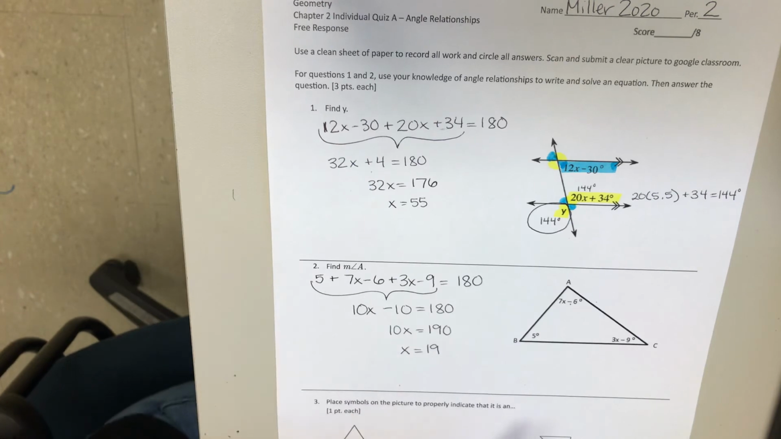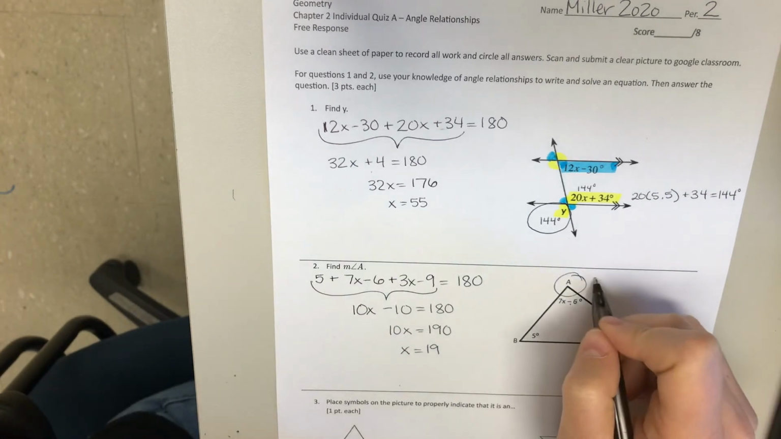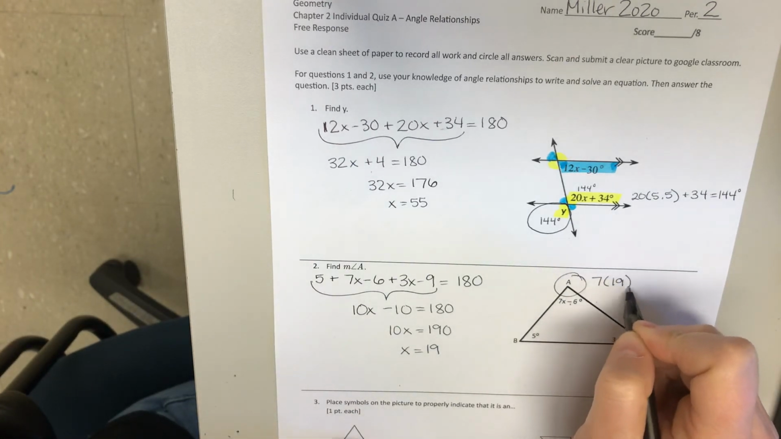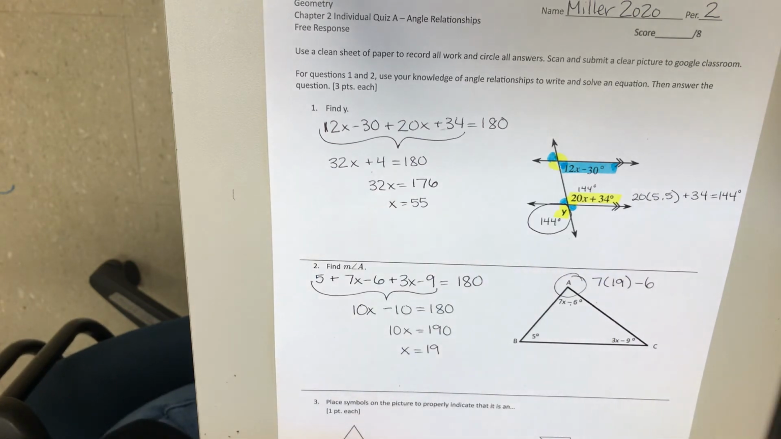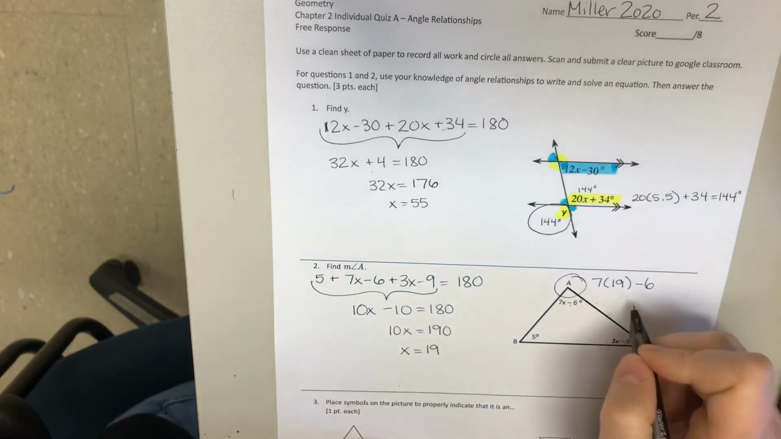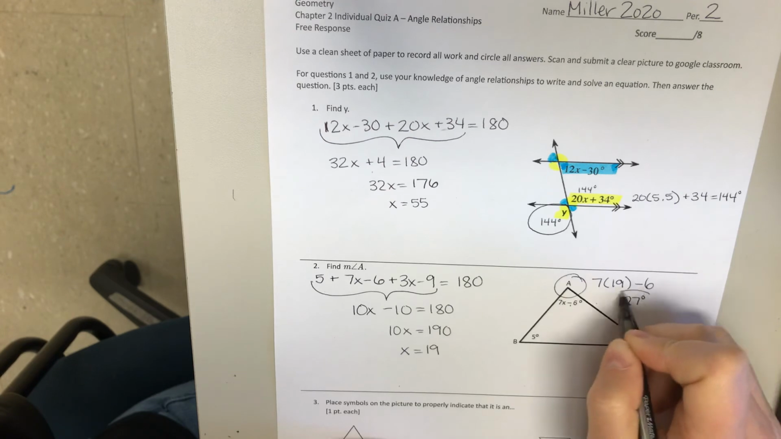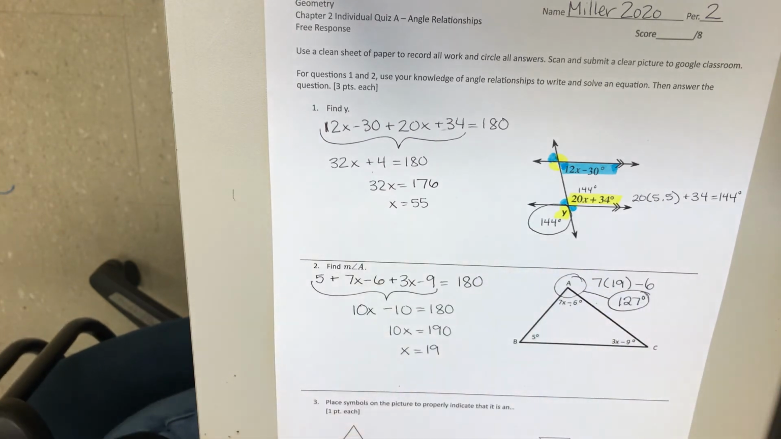Again, it asks me for angle A, so up here I'm going to do 7 times 19 minus 6 in my calculator, and I get 127 degrees. So angle A is equal to 127 degrees.